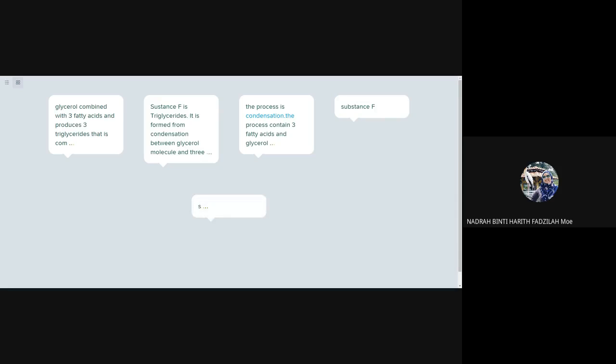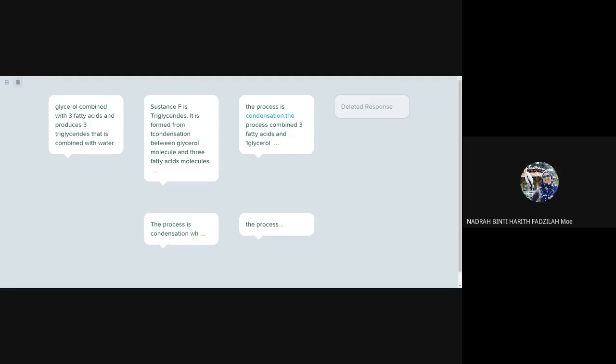The process is condensation, point 1. Point 2, the process combine 3 fatty acid ya, bukan contain. The process combine. Macam Siti Maisarah tulis ni. Combine 1 glycerol with 3 fatty acid. Okay. Condensation 1 markah. Mentioning during the process, you mention that it is the combination of 3 fatty acid and 1 glycerol is the second mark, second point.